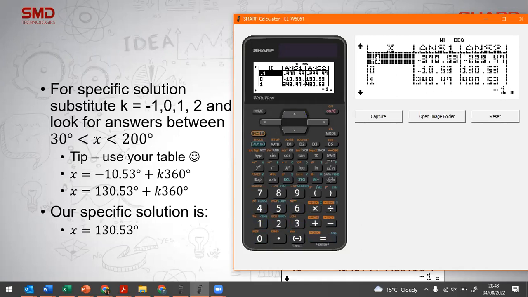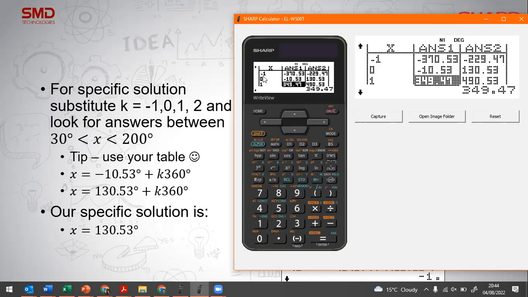Now, if we look at our table, when we substitute a negative 1 for k, we can see that the solution is negative 370.53 and 229.47. So that doesn't fall into our range of values, so we ignore it. Now, at k is 0, we can see that our first solution is negative 10.53. So again, that doesn't fall into our range, so we ignore that one. But 130.53 is in our range, so that is a specific solution, and we write that.